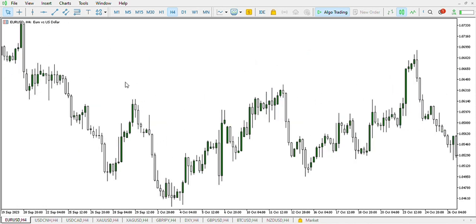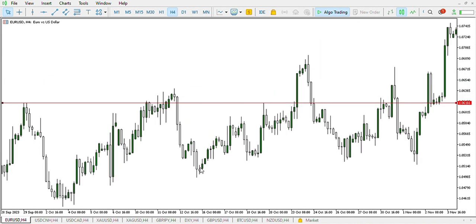Then the market draws a correction. So before the correction, this is the highest point here. Let me draw the line there. Then we can see price breaking it again. So now we can confirm that this is a bullish market structure since we have two higher highs printed out.